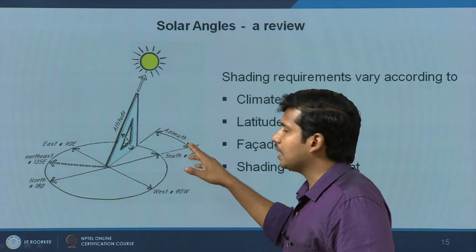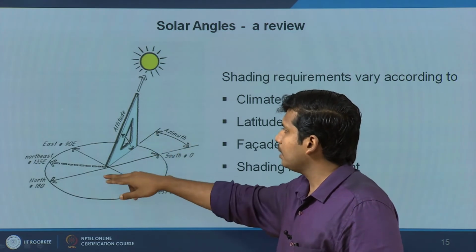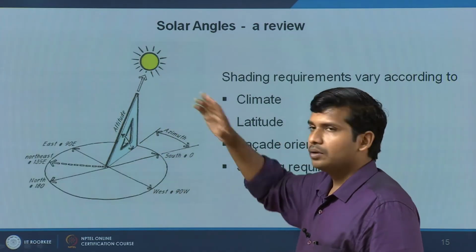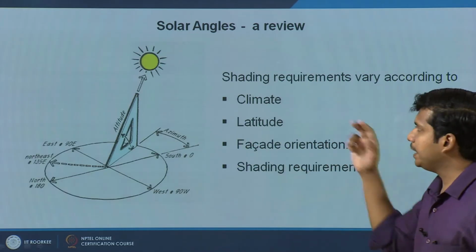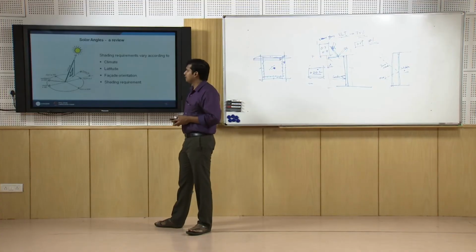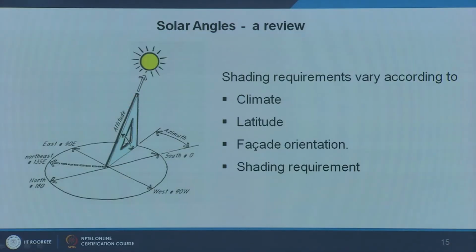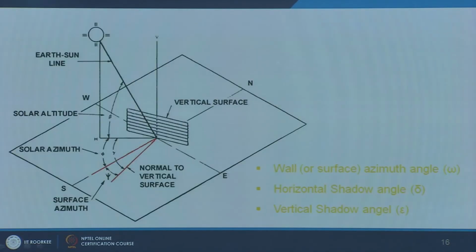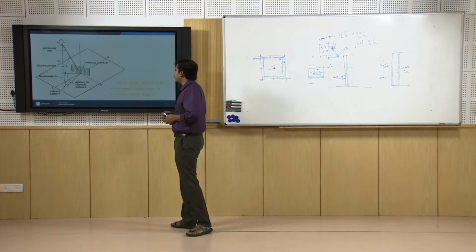It gives you the azimuth angle, which is the orientation relative to north or south where the sun is located, and altitude tells you, relative to the horizon, at what angle the sun is located. Shading system requirements vary with respect to climate, latitude, longitude of a place, facade orientation and typical shading requirements. Apart from this altitude and azimuth angle, we have three other important parameters.